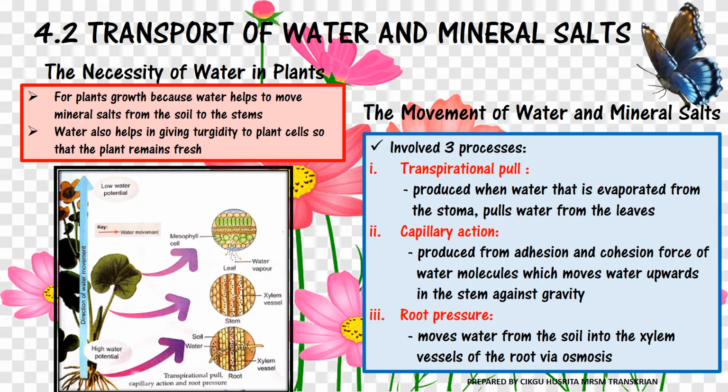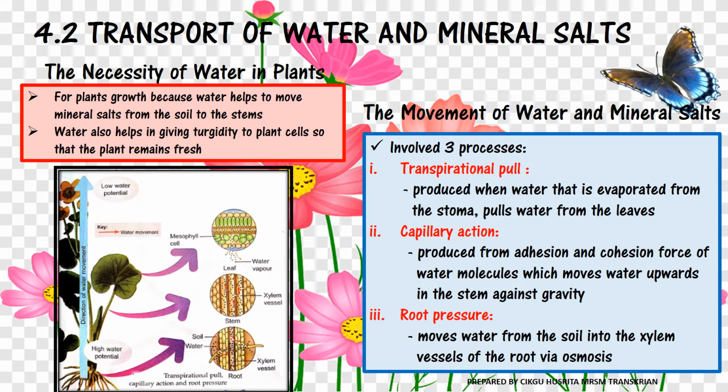Alright, and then the second one is capillary action. The continuous upward movement of water through the xylem vessel in the stem can be attributed to capillarity. Capillarity or capillary action is the result of the cohesive and adhesive force which enable the water to enter and move along the very narrow column in the xylem.